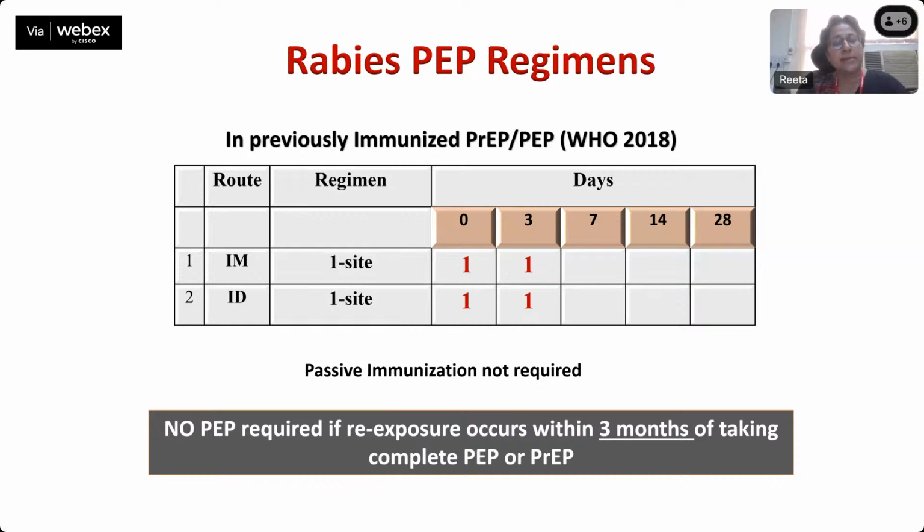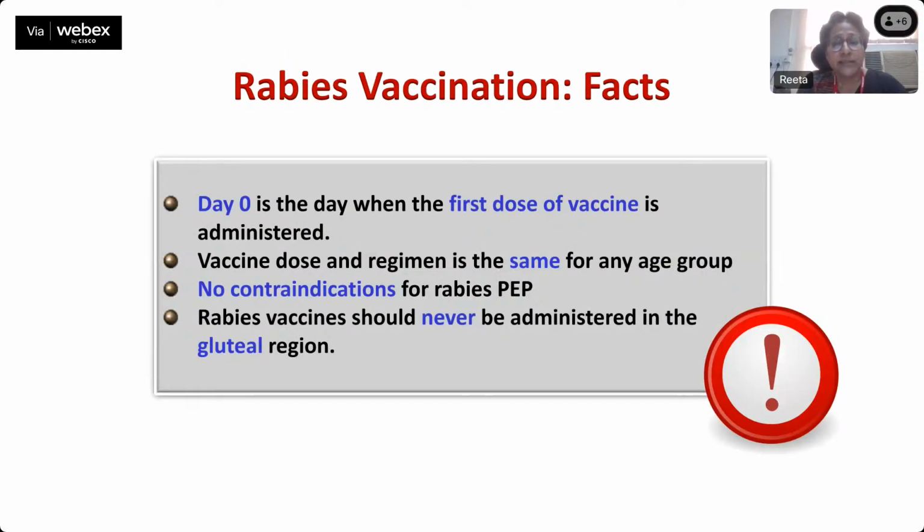Now, the best part is in re-exposures, passive immunization is not required. So there is no need to give rabies immunoglobulin or rabies monoclonal antibodies. So that's the best part about a prior vaccination, especially pre-exposure prophylaxis. Next slide, please. These are some facts that all of you have to remember. Day 0 is not the day of the bite. Day 0 is the day when the first dose of vaccine is given. So it has to be calculated from the day when the first dose of vaccine is given.